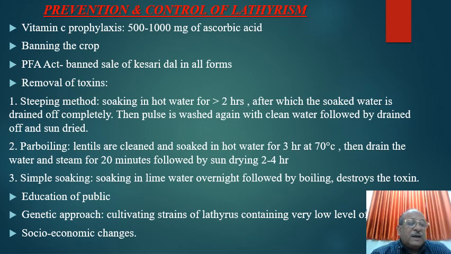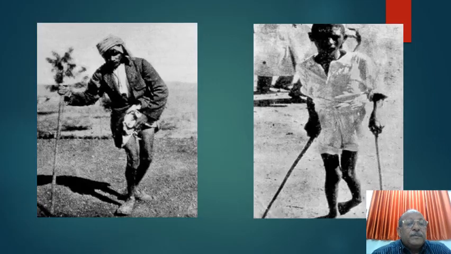And then of course, other than the 3 methods, one has to educate the people. A genetic approach can also be taken, cultivating strains of Lathyrus containing very low levels of toxins. Socioeconomic changes are also preferred and advised.